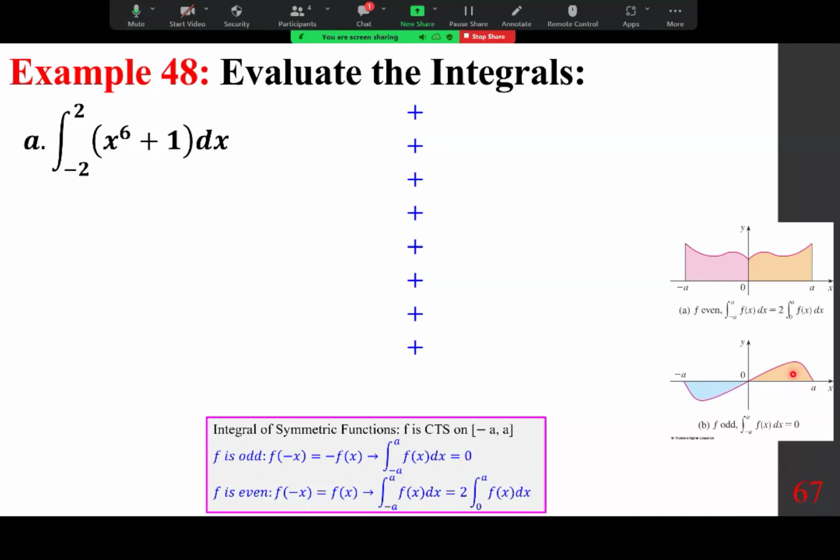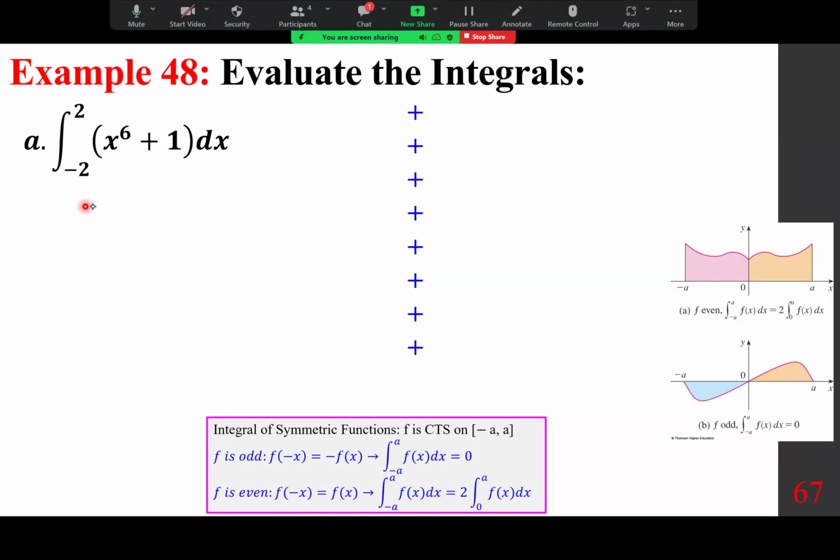The reason is because this area is equal to this area. This is positive, this is negative, they cancel each other. This area is equal to this area, so it's easier to calculate 0 to a and multiply it by 2. So if f is even, it means symmetric with respect to the y-axis; odd means symmetric with respect to the origin. So f of minus x equals f of x, then the integral of minus a to a of f of x dx is 2 times the integral from 0 to a of f of x dx. And because of this, of course, you can evaluate this. Just the way it is, it's not a big deal.